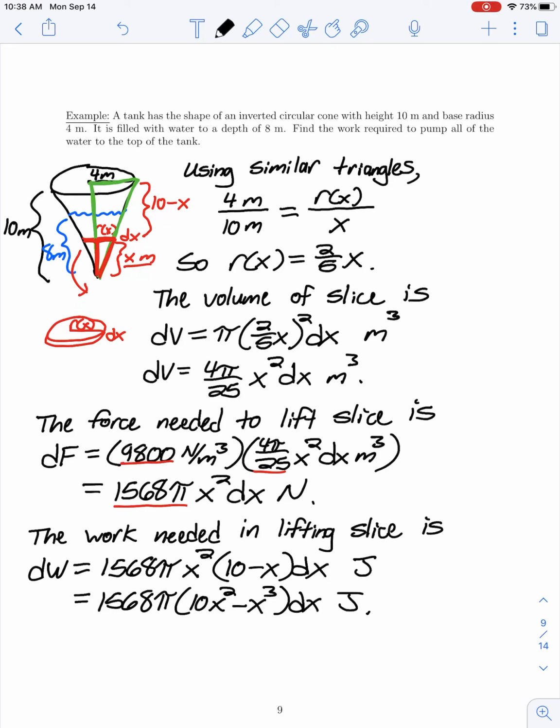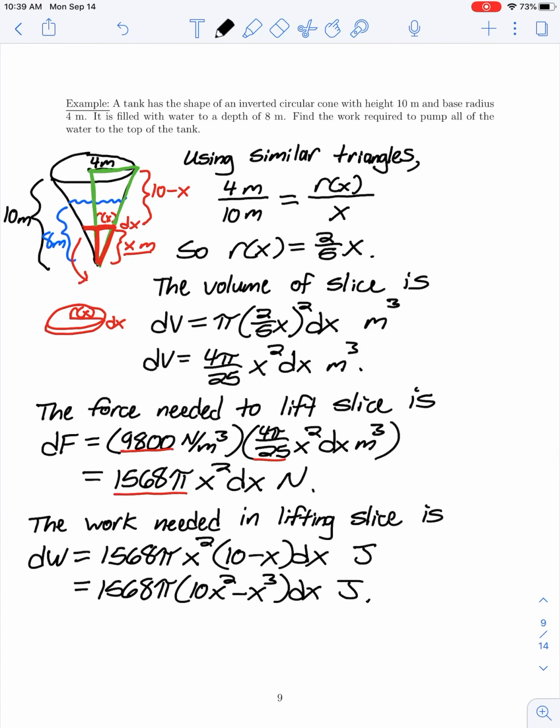So once I have the work required to lift this one slice to the top of the tank, I can use a definite integral to sum the work required for each of these slices to get the total work required to pump all of the fluid to the top of the tank. So here, the work that I want to calculate is found by integrating this function. Of course I can pull the 1568 pi out in front, and I'm integrating this 10x squared minus x cubed dx. And let's think about our range of x values.